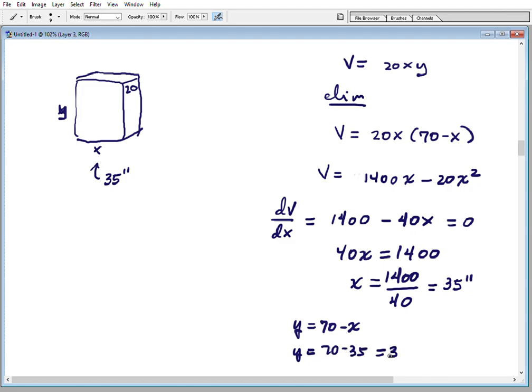So if you want to maximize your volume, you buy a square suitcase. That's what this says. Or buy one that's as close to a square as you can.